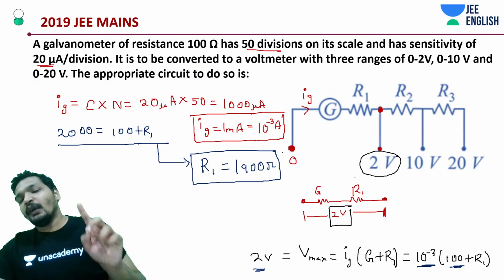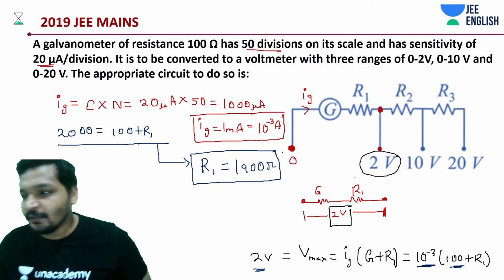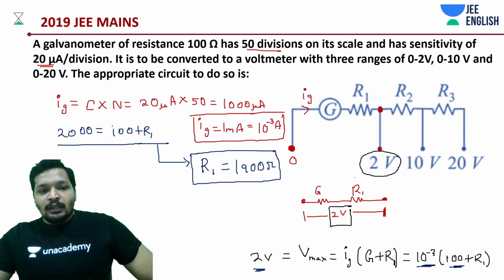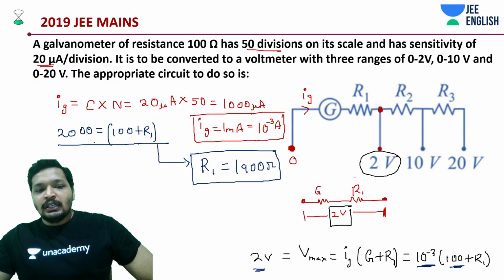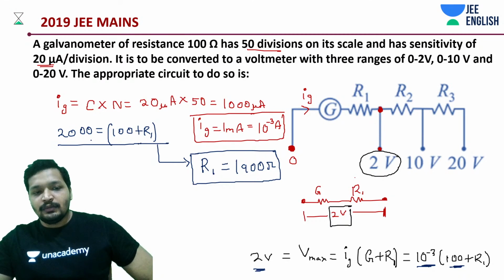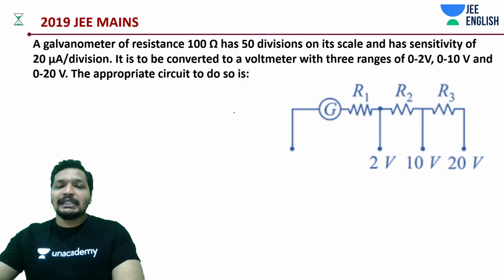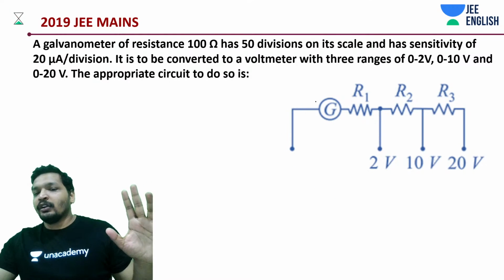R1 is very important to find out R2. You're noticing this. One thing that we know is 100 plus R1 is 2000 ohms. Just keep this in mind. You understood the second one. The third one is not at all difficult.